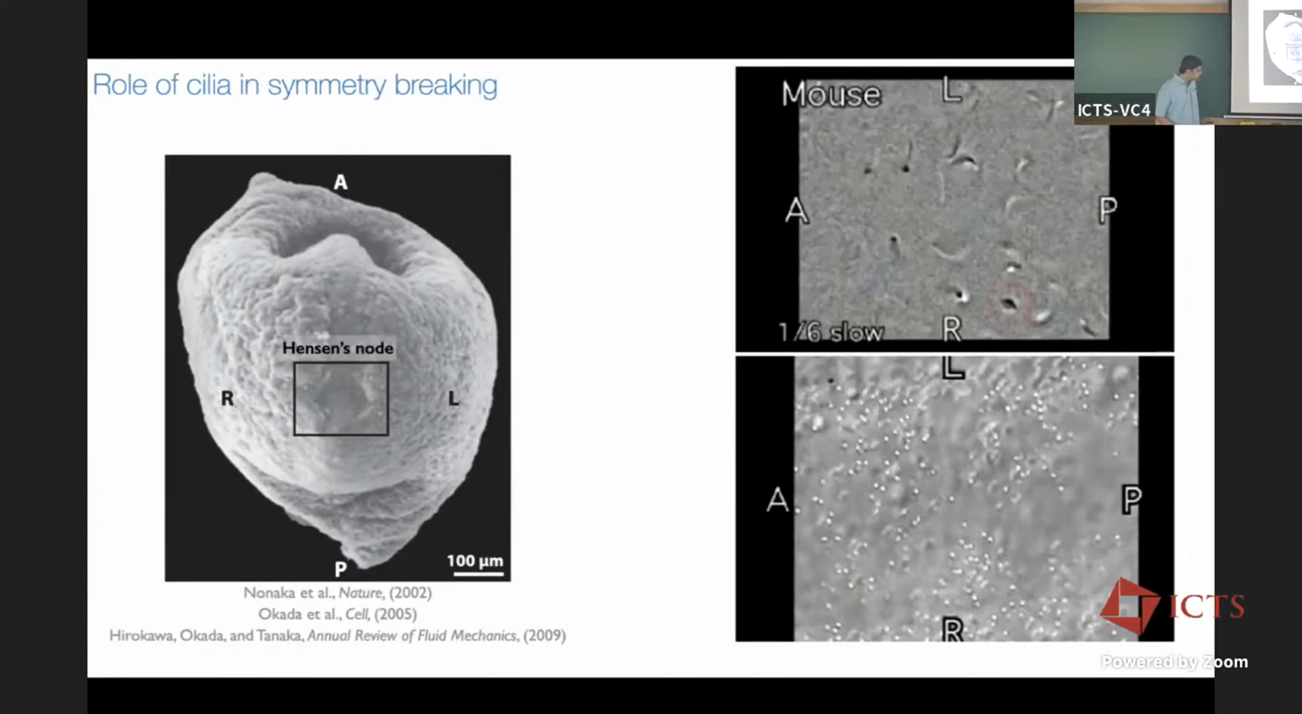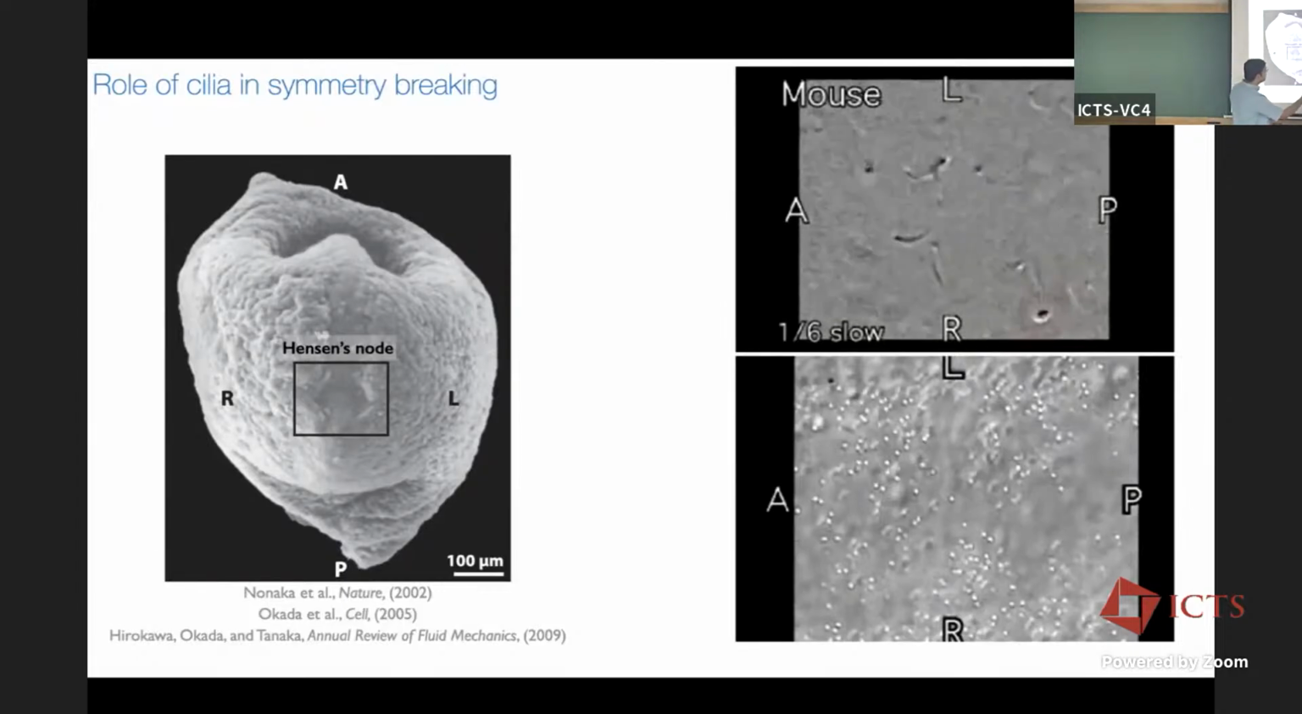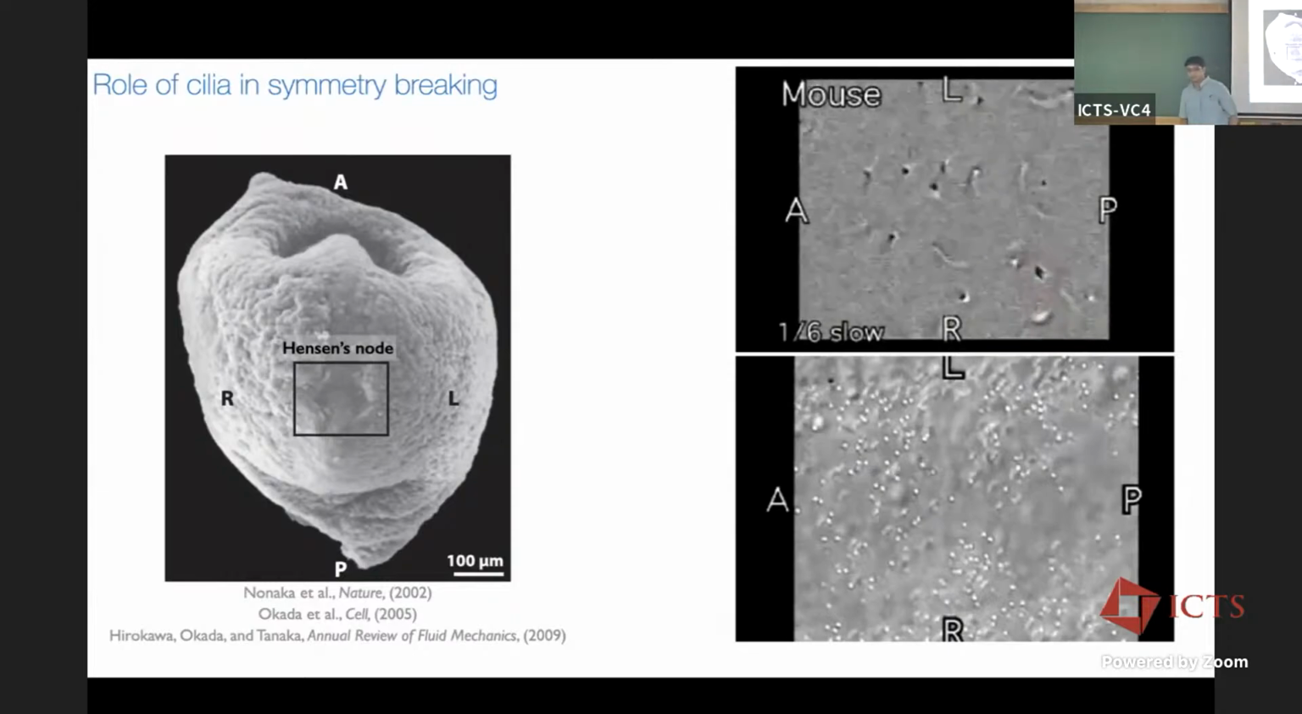So what people did is that they looked at this mouse embryo, and in the mouse embryo, there is a chamber they found called Hensen's node, or left-right organizer. Don't worry about the name, it's not important for the mechanism. What they noticed is that in this node, there are thin hair-like micron-sized filaments that you see over there, and they're called cilia, that are rotating vigorously.